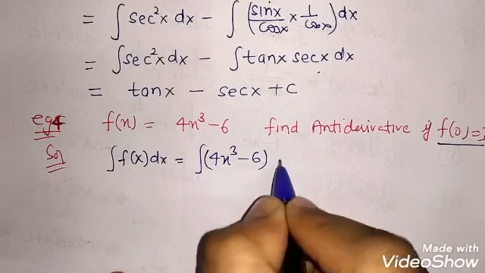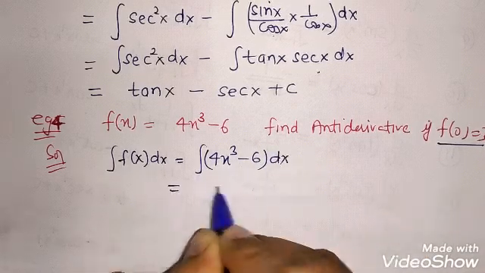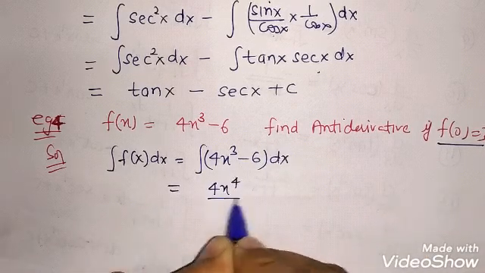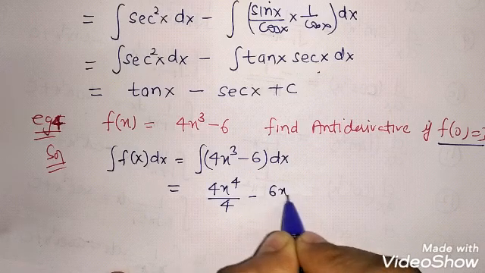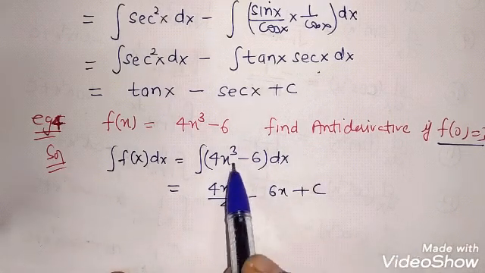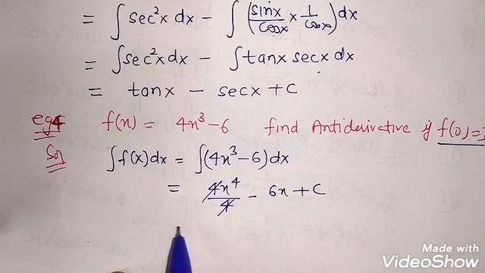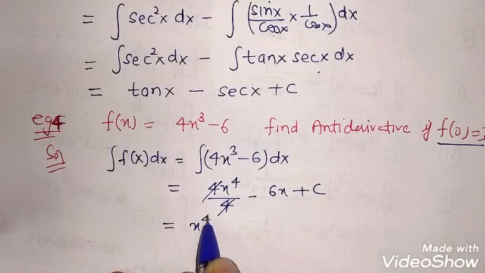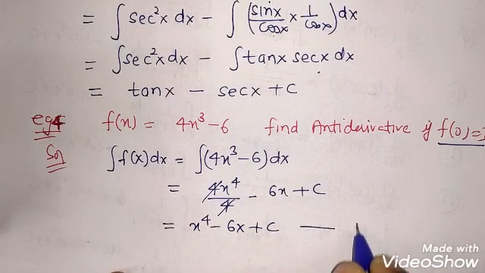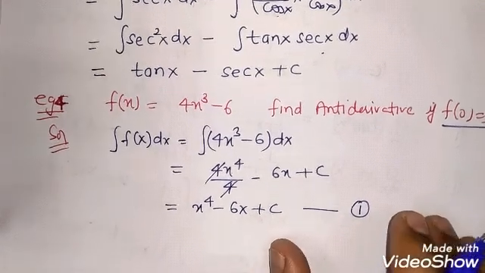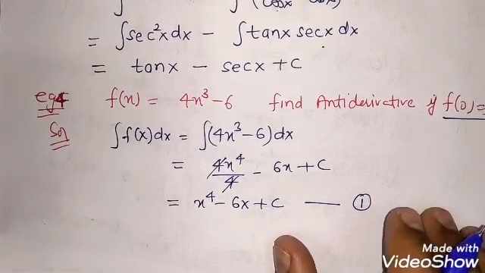This is like this. Simply we can say 4x to the power 4 upon 4 minus 6x plus c. Now you are so intelligent that x to the power 4 upon 4 integration separate, and we are getting x to the power 4 minus 6x plus c. Equation number 1. Let it be 1.